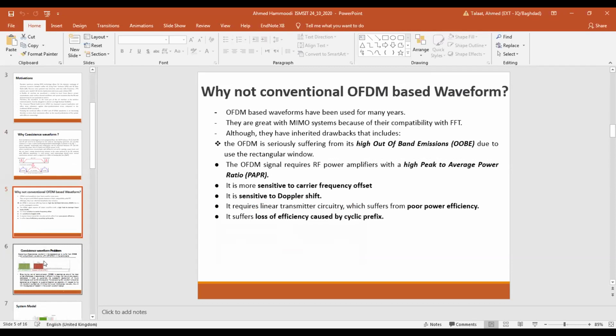Why not conventional OFDM? OFDM has some limitations. The first limitation is high out-of-band emission. Due to using the rectangular window after the FFT, the OFDM has leakage of out-of-band emission. It means interference to the other band. The second limitation is high peak-to-average power ratio. It means that the amplifier will not work in the linear region. It is also sensitive to carrier frequency offset, as well as Doppler shifting.